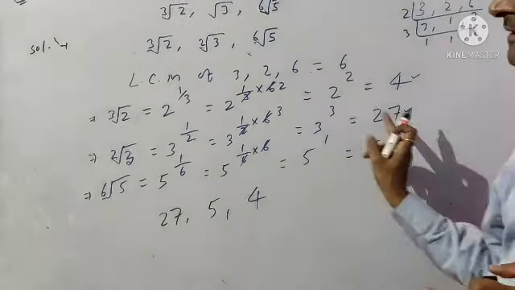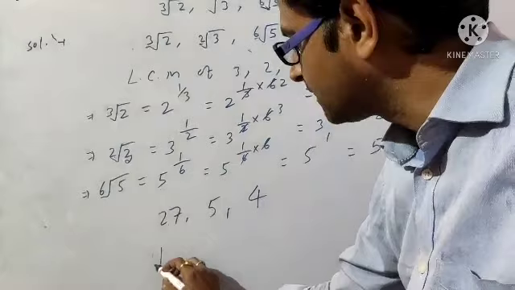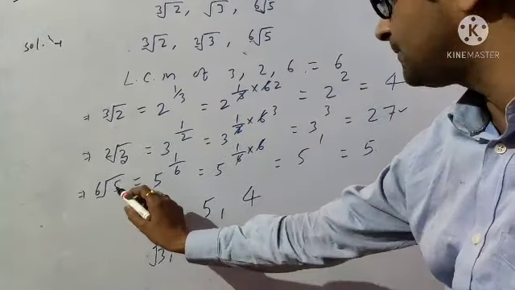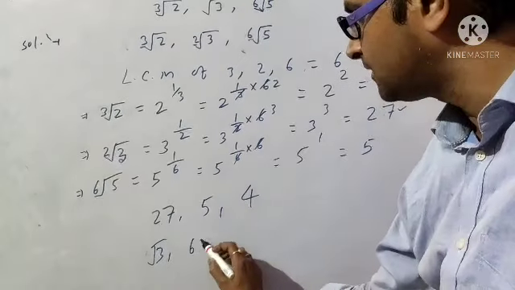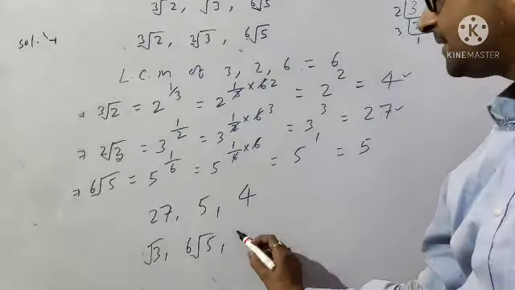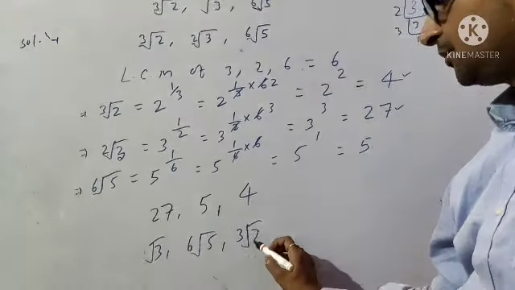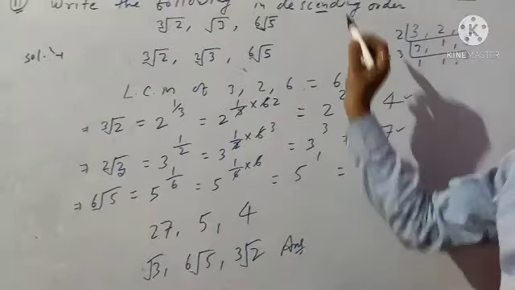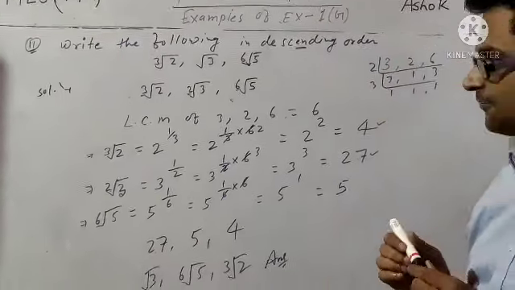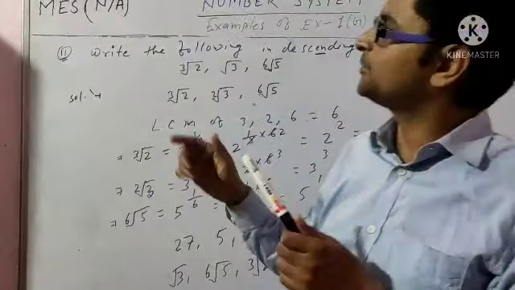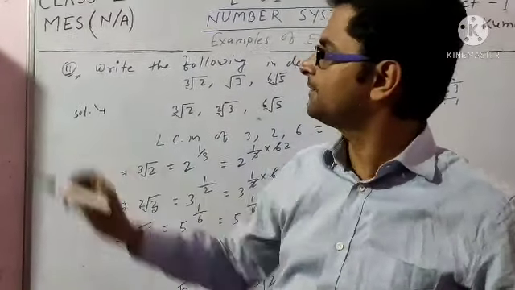With respect to 27, the value is root 3. So root 3 is the first position and the second position is root 5. So 5 is equivalent to 6th root of 5, and the last one is cube root of 2. Okay, student, this is your final arrangement of descending order. I hope, student, you will understand question number 11.